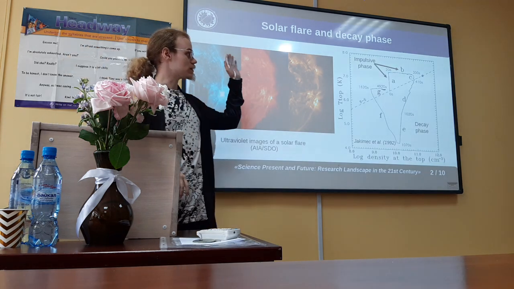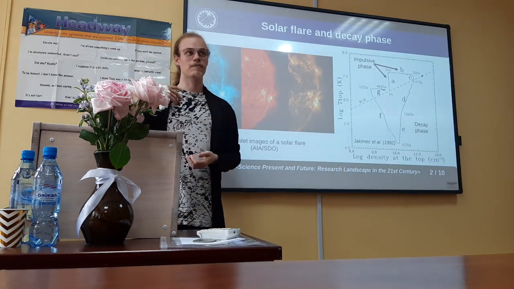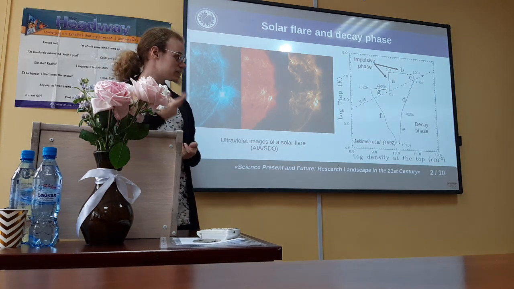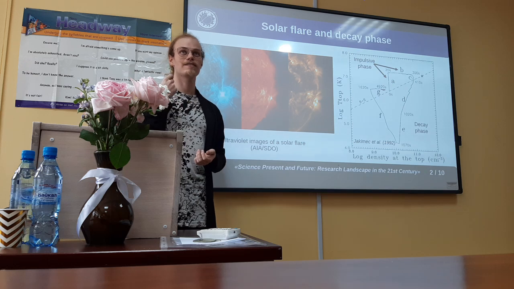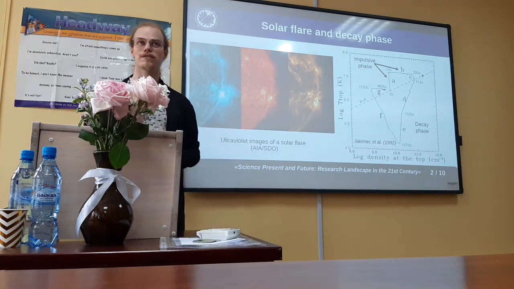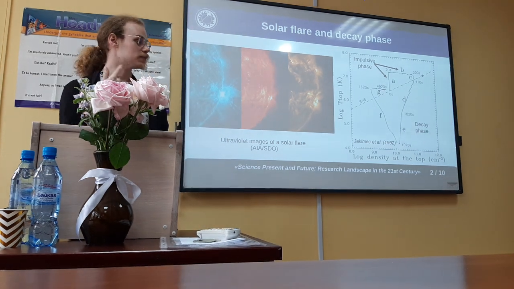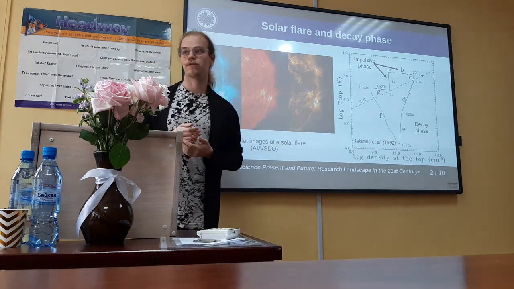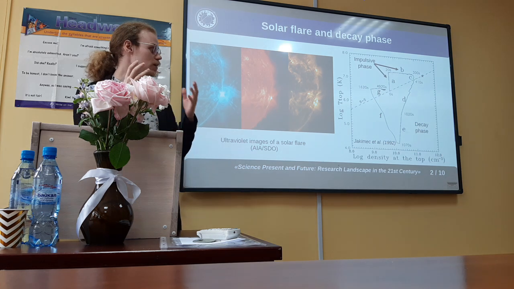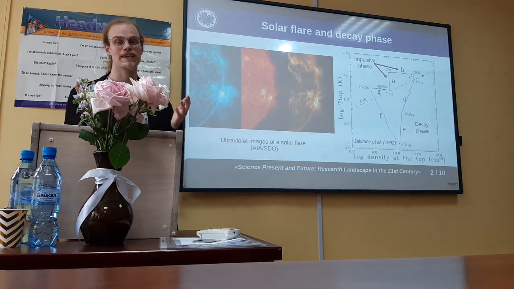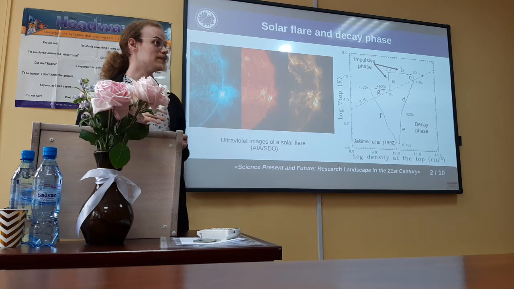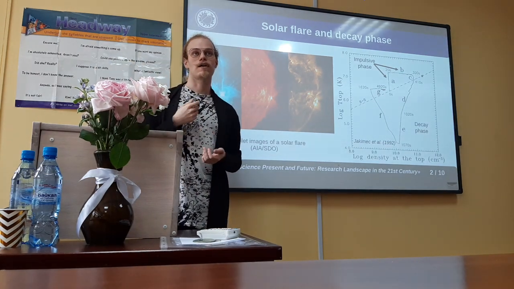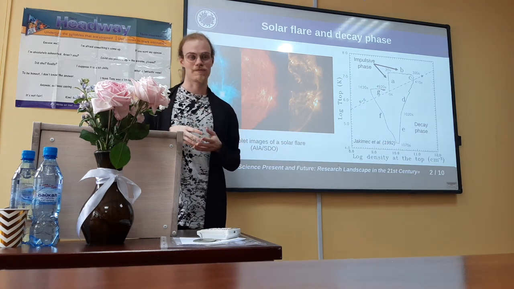The first phase is called impulsive phase, where the main energy release occurs, and it's characterized by the rapid growth of the temperature. Also, the second phase is called a decay phase, when we see the decay of the eruptive, post-eruptive arcades and other things. And it's characterized by the gradual and slow cooling of the flare plasma.